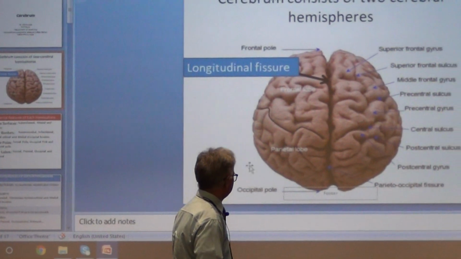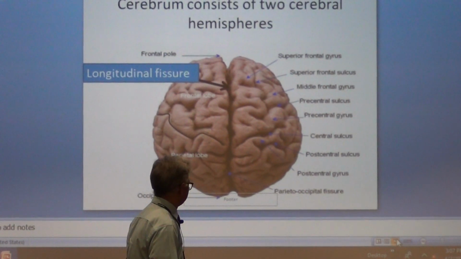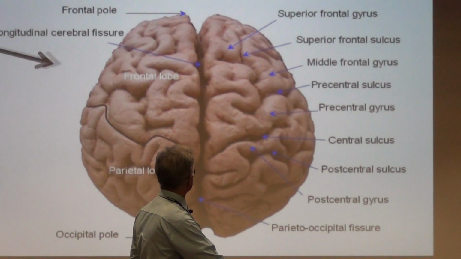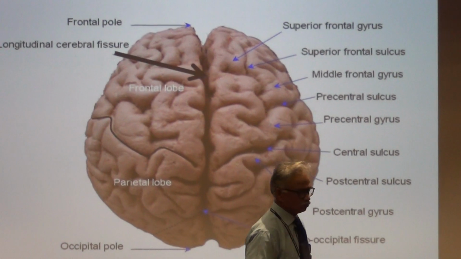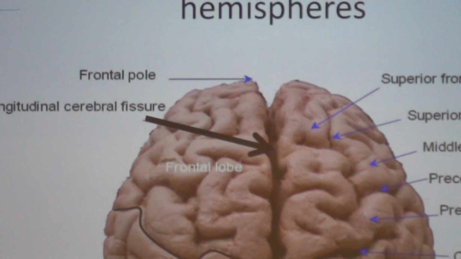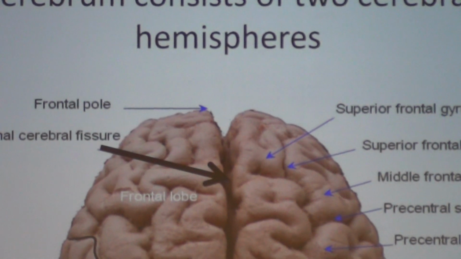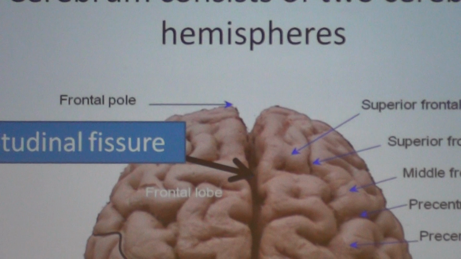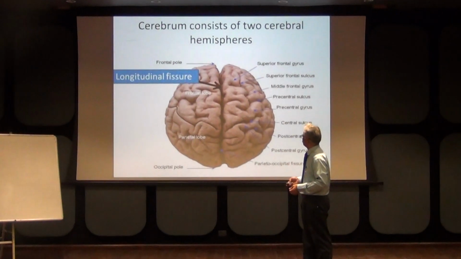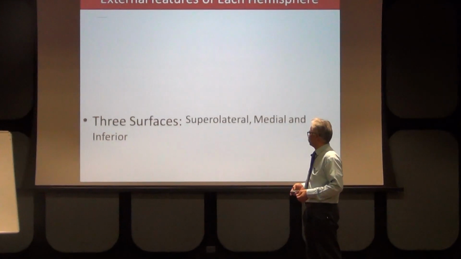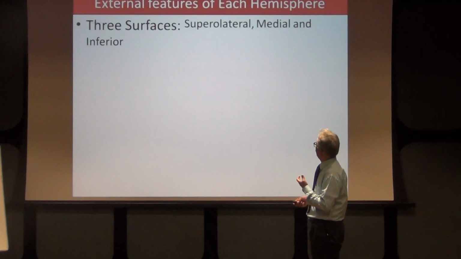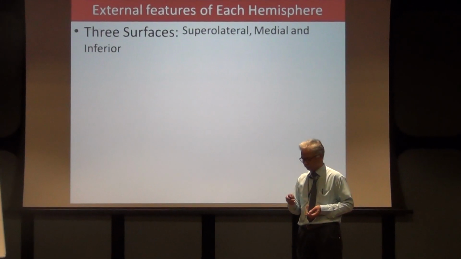Now, this is how you can revise. The cerebrum consists of two cerebral hemispheres divided by the longitudinal fissure into right and left cerebral hemispheres. The three surfaces of the cerebrum which we discussed are superolateral, medial and inferior surfaces.